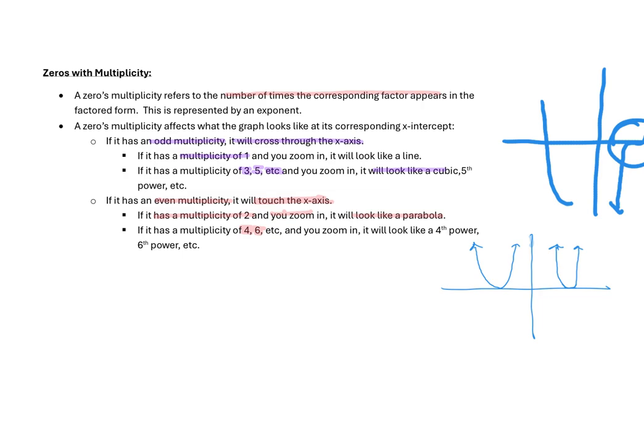All right. This is what we're going to be working with in this section. We're going to talk about zeros. And the main things that we want to focus on here are the terms of crossing the x-axis and touching the x-axis.